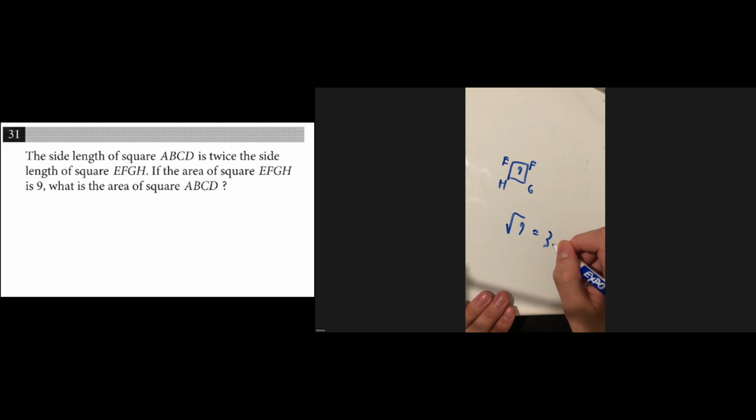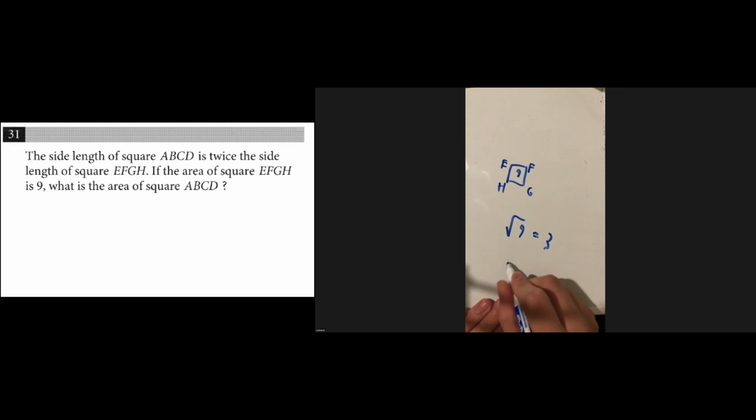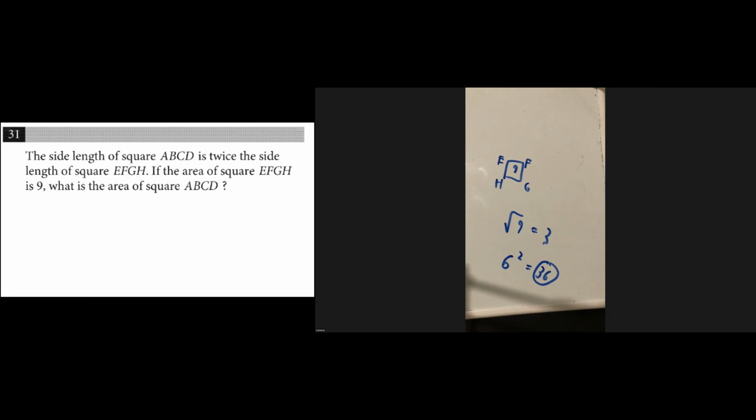So that means, since it says the side length of ABCD is twice this, the side length of ABCD would be 3 times 2, or 6. And then to find the area, we just have to do 6 squared, which is 36. So the answer is 36.